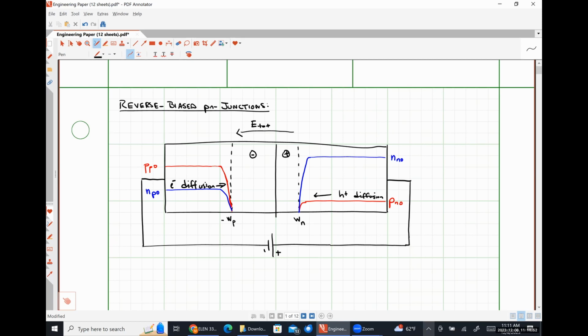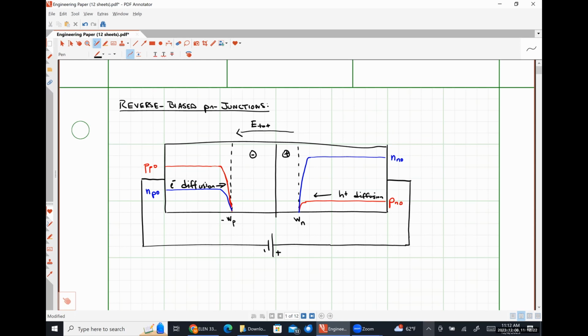Like so, and then those carriers get swept through, right? So those carriers getting swept through are going to cause a current to flow, right? We have carriers moving across the crystal, electrons are moving from left to right, holes are moving from right to left. What direction should our current be flowing? From right to left.